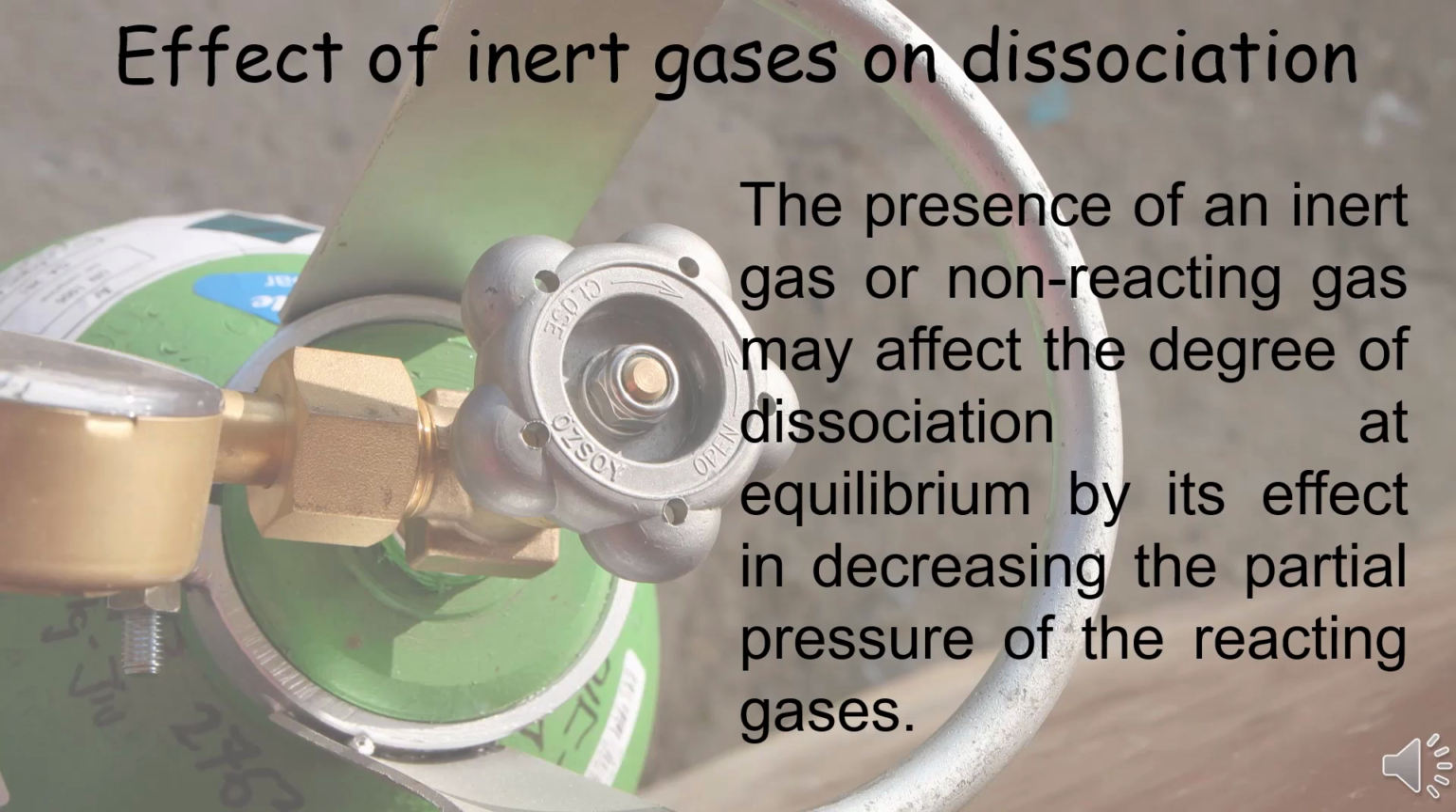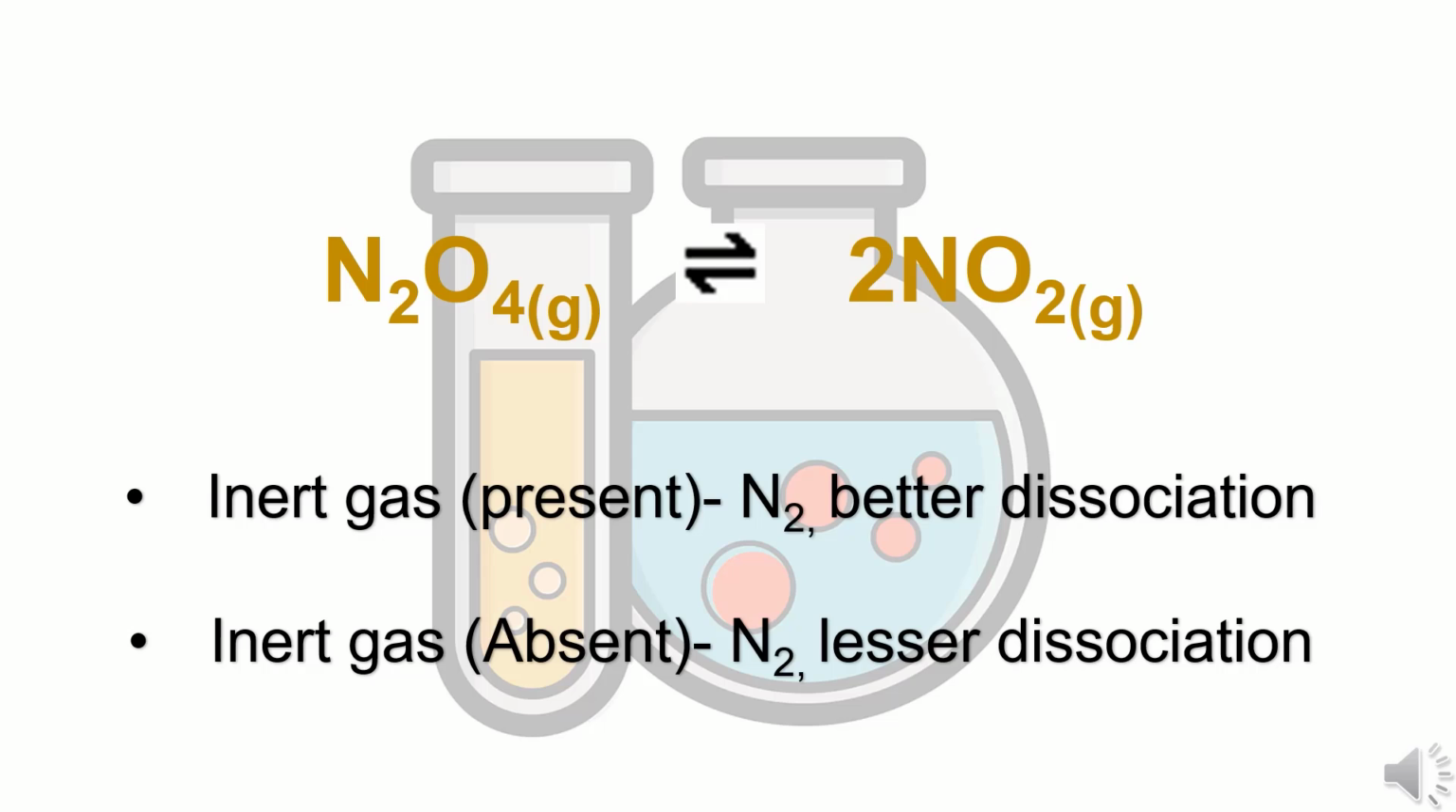Let me explain it with an example. Dissociation of nitrogen tetroxide to form nitrogen dioxide in presence of nitrogen, which is a non-reacting gas, has an effect on the equilibrium of the reaction.